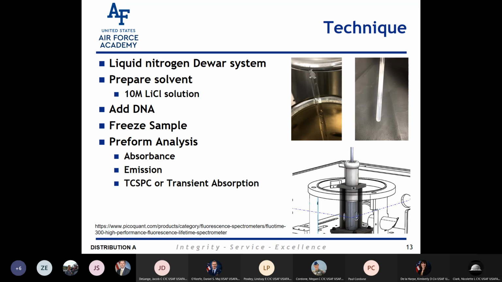So after we did that, we go ahead and dissolve our DNA in the solution. We froze our sample by simply placing the tube in the liquid nitrogen Dewar system, which is basically just a holding tube that allows the sample to stay cold and submerged in liquid nitrogen throughout the instrument collecting data. And from there, like I said, we're able to perform analysis. So we used emission and absorbance spectra to characterize the steady state. And then we used our spectroscopy methods to look at more of the lifetime dynamic states of our nucleotides.